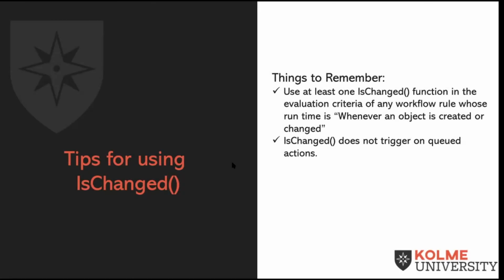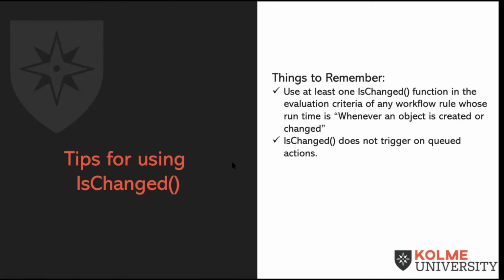All right. Do you have any tips for us on using IsChanged, Bianca? Yes, things to remember as rule of thumb, you should probably be using at least one IsChanged function in the evaluation criteria of any workflow rule with a runtime whenever an object is created or changed. And on that topic, you can actually use multiple. You can use IsChanged this field, or IsChanged that field, or this field or that field. And that way you can have a business rule that triggers when any number of criteria occur.